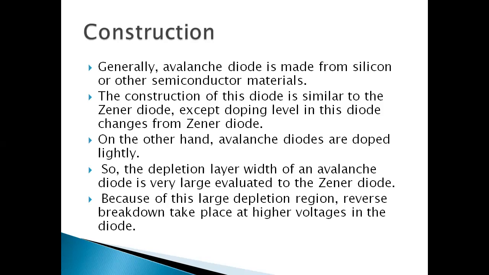So the depletion layer width of the avalanche diode is very large compared to a Zener diode, due to which there is a greater chance that more electron hole pairs will be created when light energy falls on this region. Because of the large depletion region, reverse breakdown takes place at very high voltages in the diode.